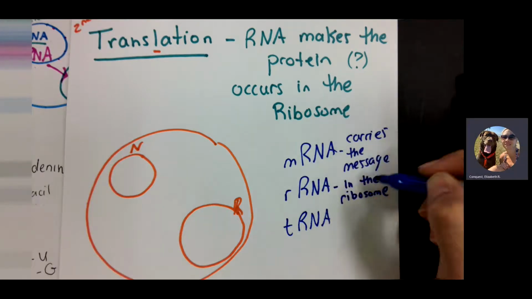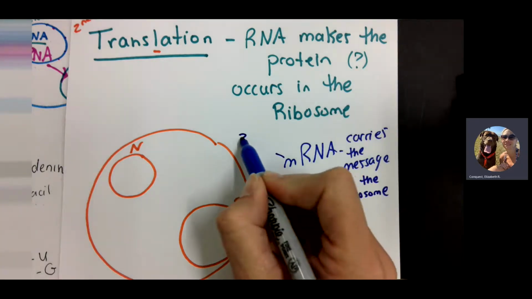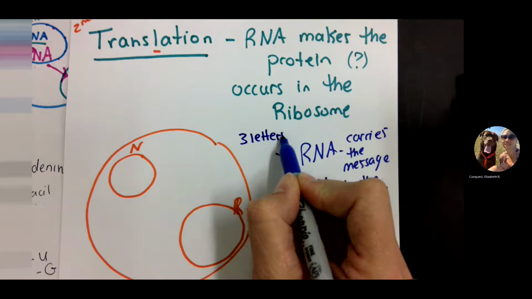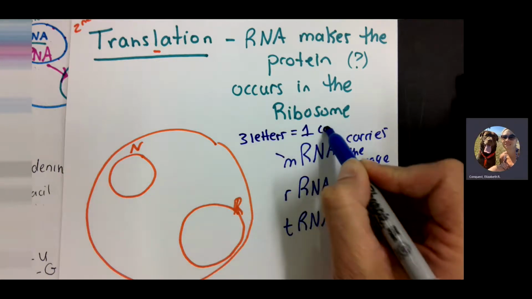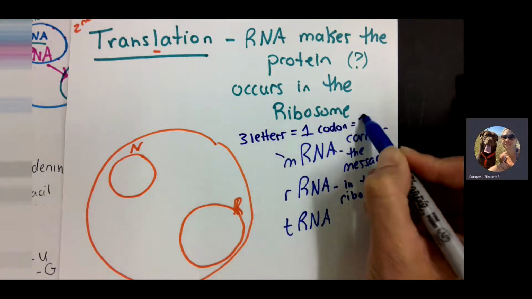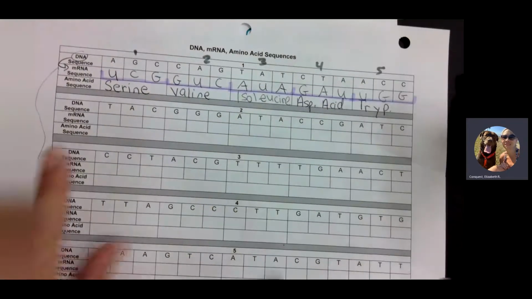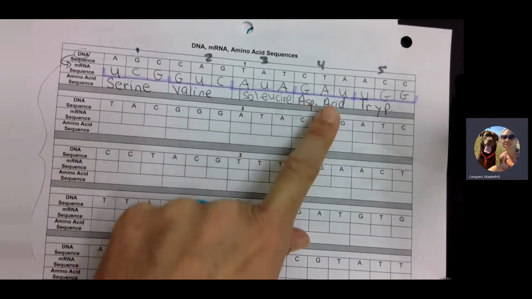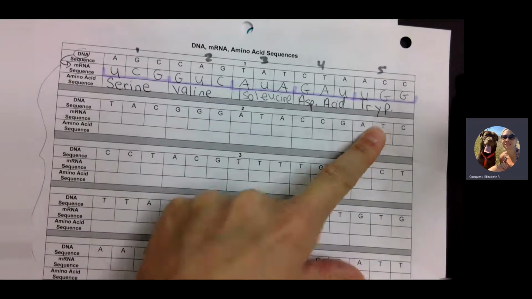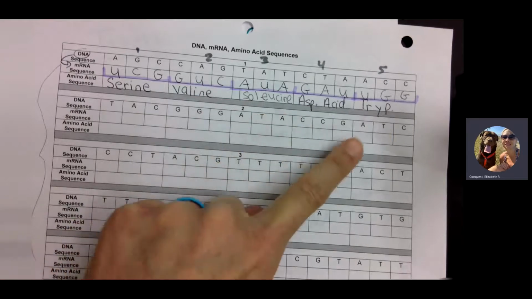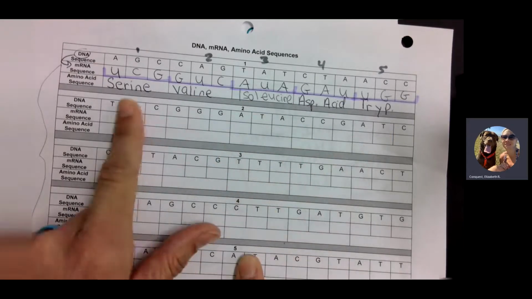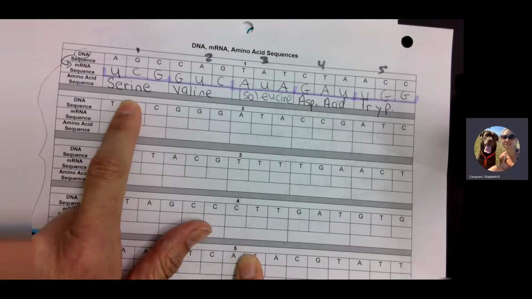When we go back to messenger RNA, it carries the message. Remember, every 3 letters equals 1 codon, or essentially 1 amino acid. Okay, if you remember that term from last week. So on here, real quick, we have 1, 2, 3, 4, 5 codons, and we have 1, 2, 3, 4, 5 amino acids. So 1 codon is a code for 1 amino acid.